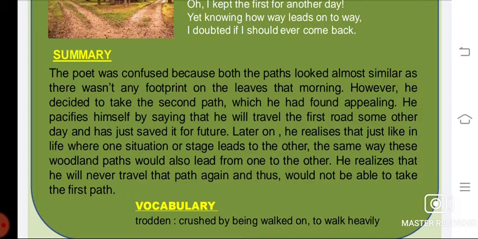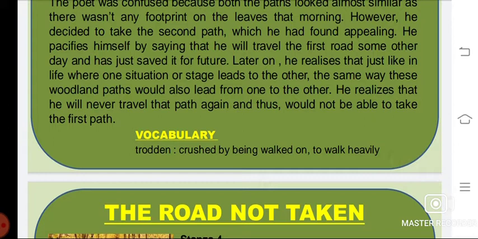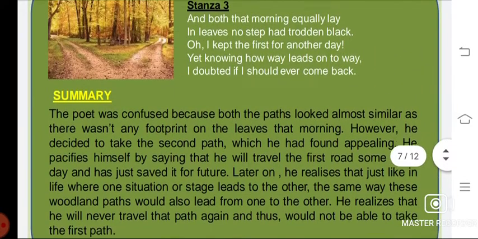Later on, he realized that just like in life, where one's situation or step leads to the other, in the same way this woodland path would also lead from one to the other. He realized that he will never travel that path again, and thus would not be able to take the first path. So vocabulary in this stanza: trodden. Trodden, crushed by being walked on, to walk heavily.